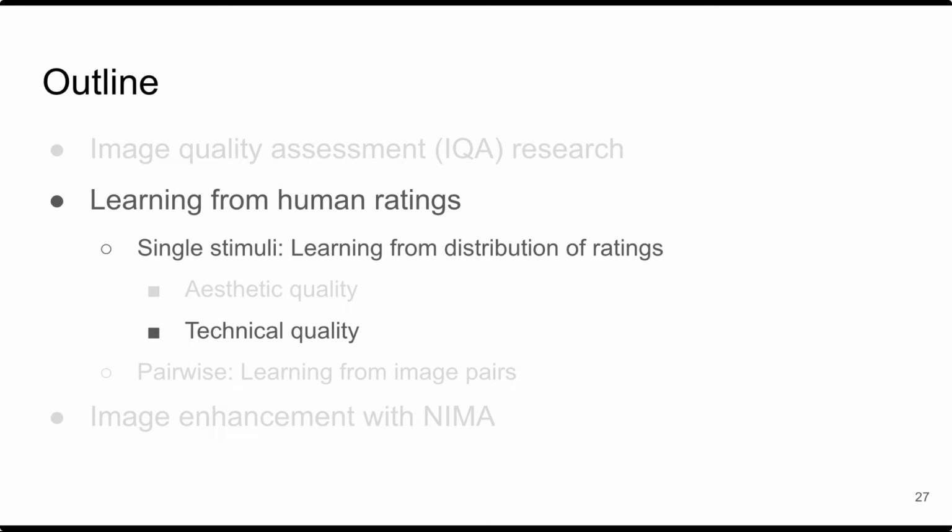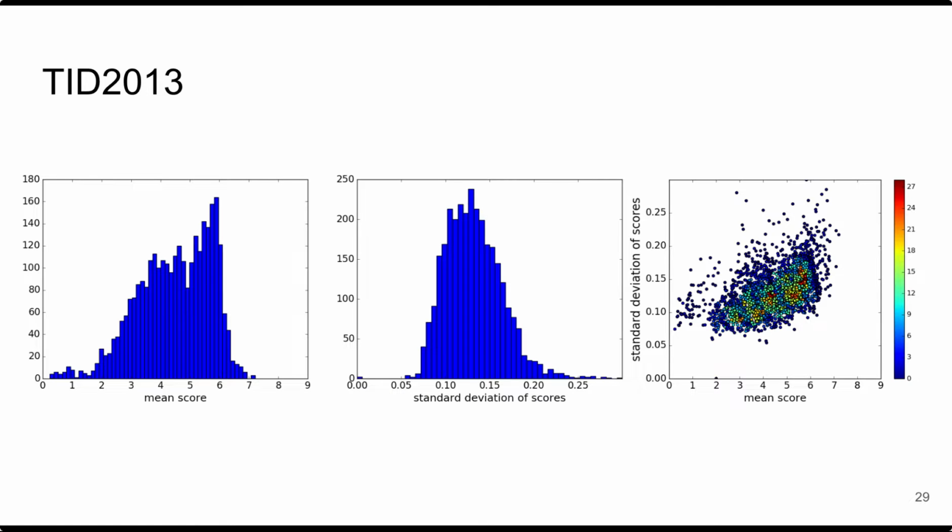Next, I'll talk about training NIMA for predicting technical quality. Namely, I focus on the TID 2013 dataset. This dataset has roughly a bit over 3,000 images. And what you're looking at is the distribution of mean score and standard deviation. As you see, the range of the standard deviation scores is a lot smaller than the previous dataset AVA on aesthetic assessment, hinting at technical quality assessment being a less subjective task overall.